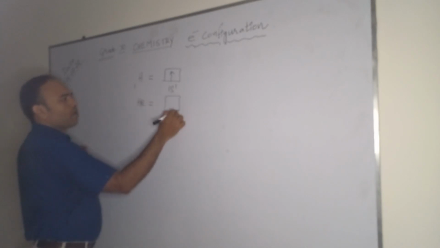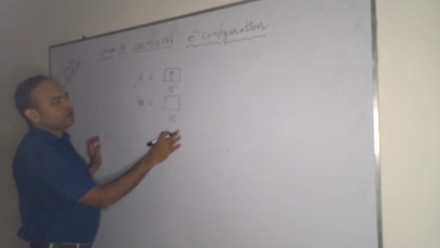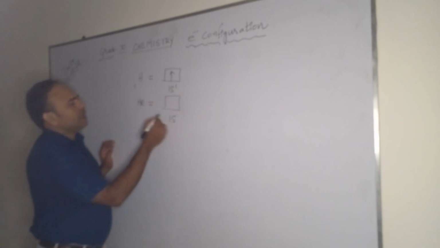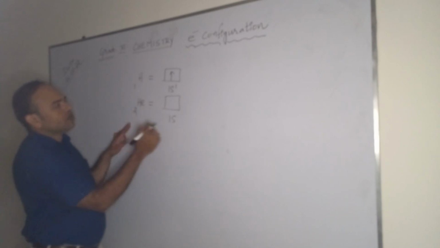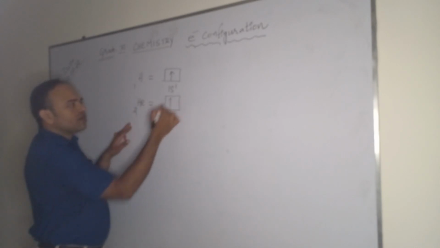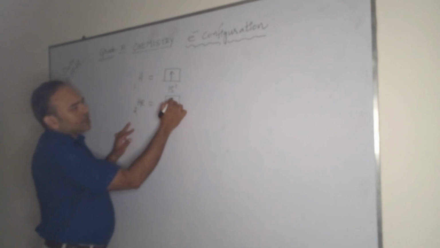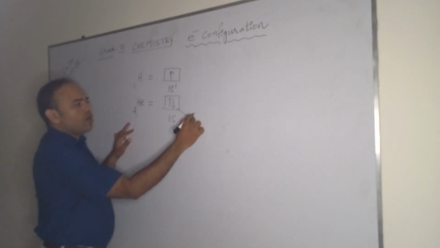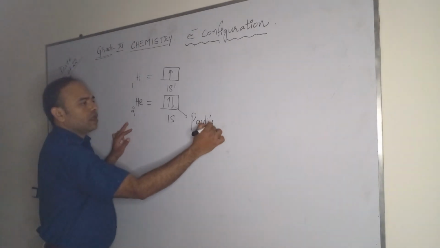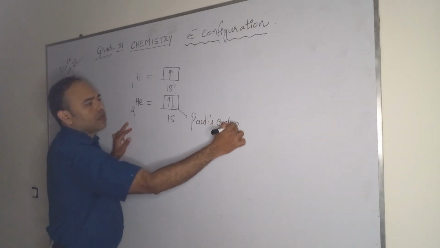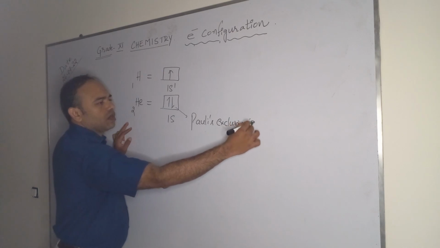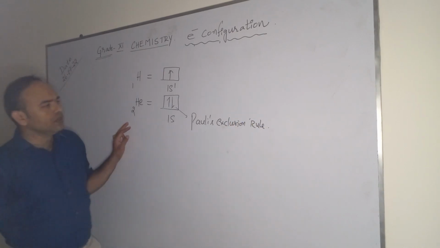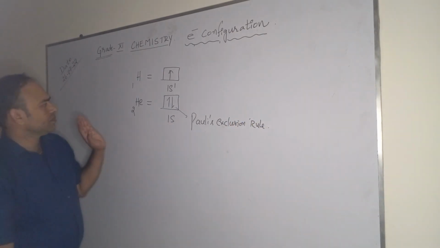Helium, write 1s because this is the lower energy orbital. And how many electrons are there? 2 electrons. First electron upward direction, second electron downward direction by following Pauli's exclusion principle or rule. So we have followed 2 rules here.